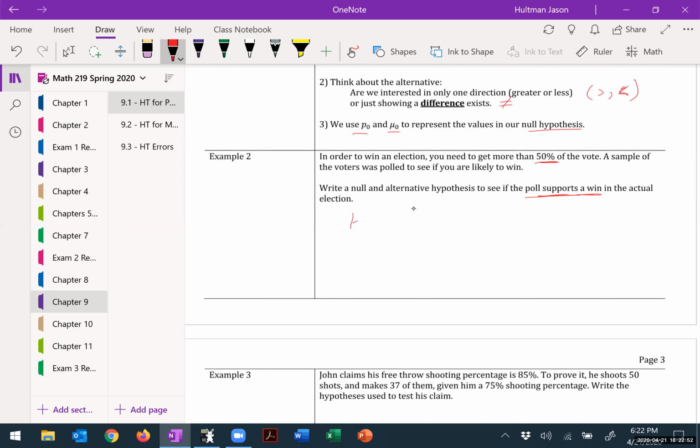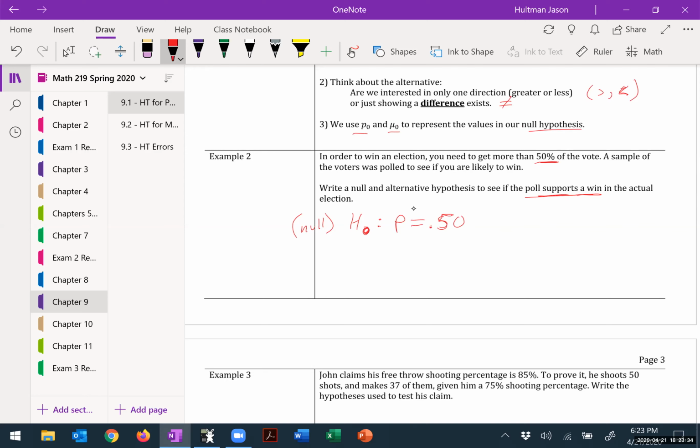What's the null, or H naught? H sub 0. This is the null, and that's always going to be an equal sign. Is this a proportion or a mean? Well, it's a proportion, right? So P is our parameter for proportion. P is equal to 0.50. We could add the 0 if we want.